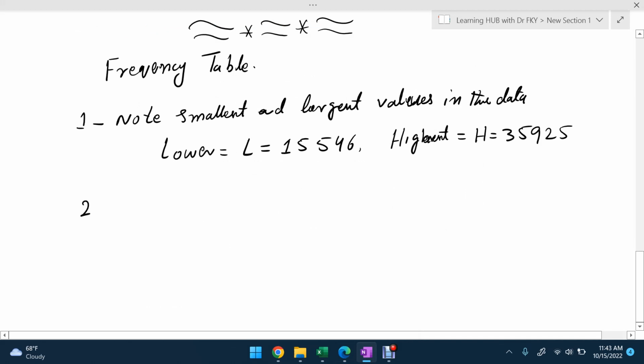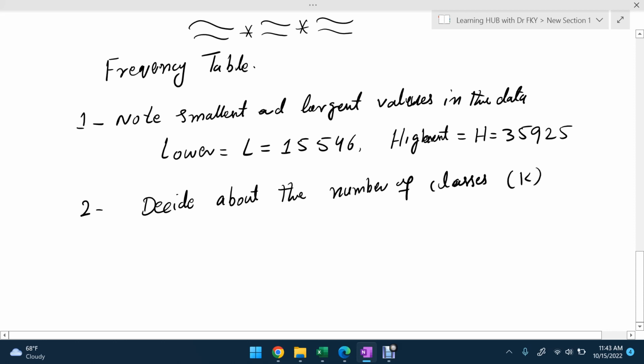The second step is to look at how many observations you have, because you need to know this in order to decide about the number of classes, suppose K. We already discussed this. We need to use this formula: 2 power K should be greater than N, where N is the number of total observations.